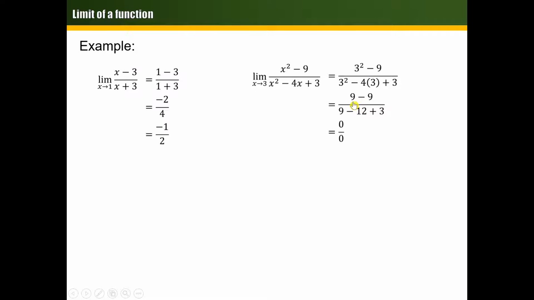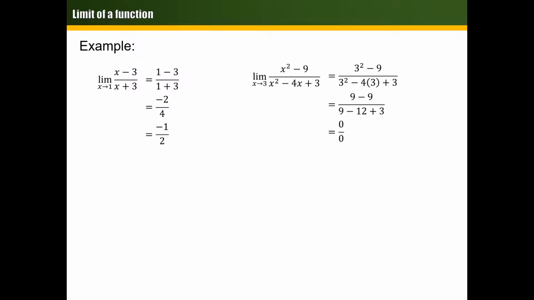3 squared is 9. This 3 squared here is 9. Okay, and minus 4 times 3, that would be minus 12. 9 minus 9 is 0 over 0. So, 0 over 0 does not exist. So, hindi natin ilalagay na ang limit ng ating function as 0 over 0.